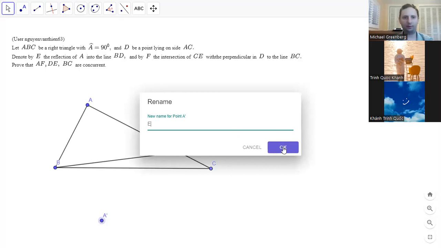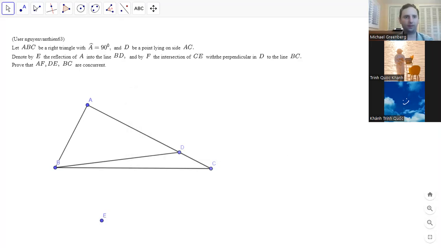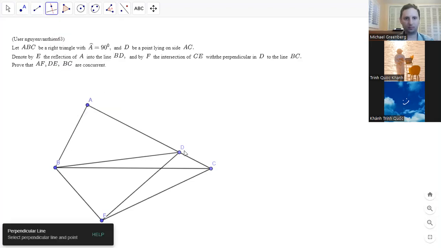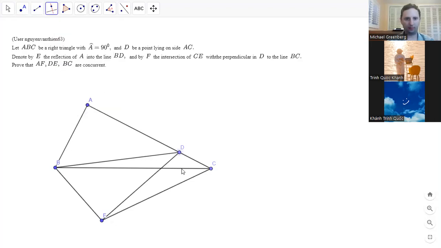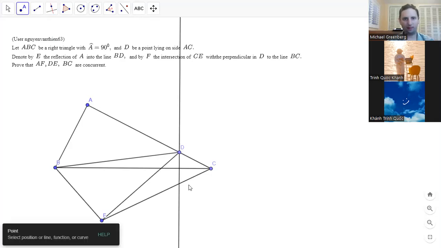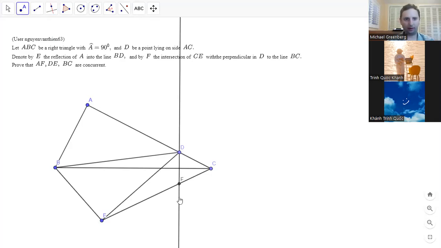And F is the intersection of CE with the perpendicular in D to BC. Okay, so this is F. And we want to show that AF, BE, and BC are concurrent. So yeah, is this trivial?